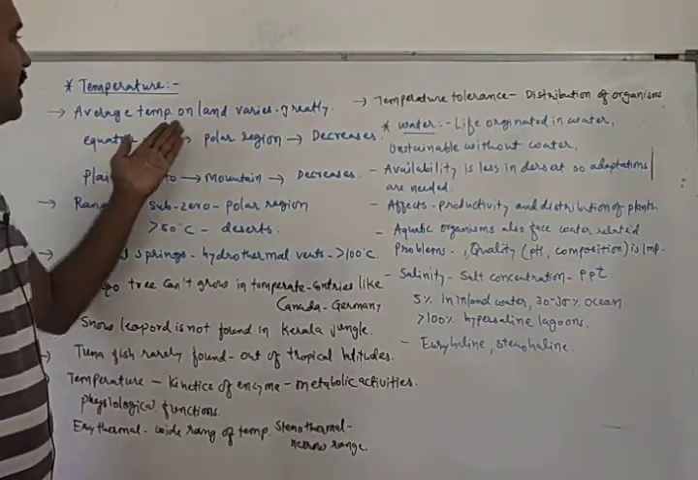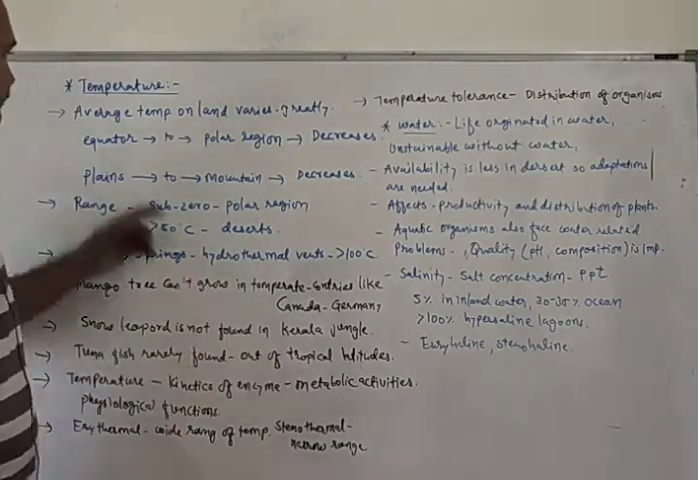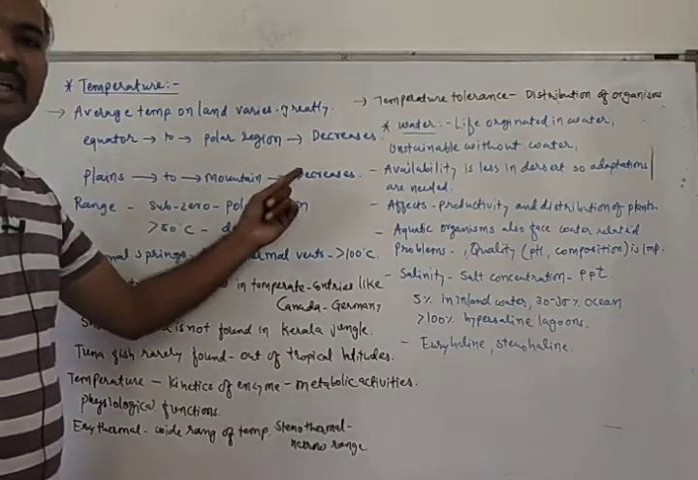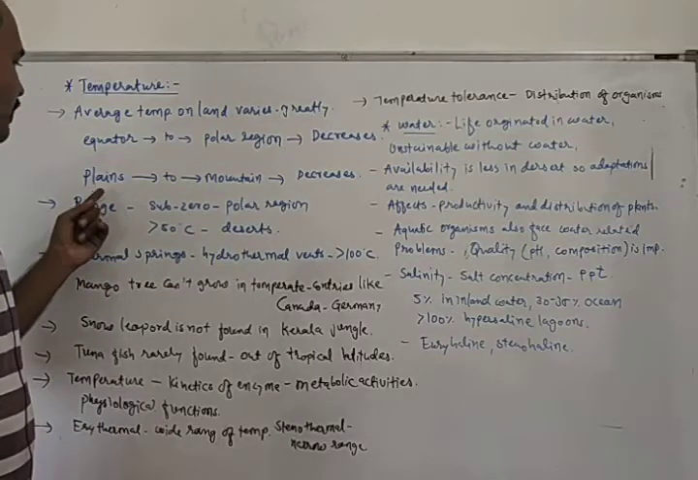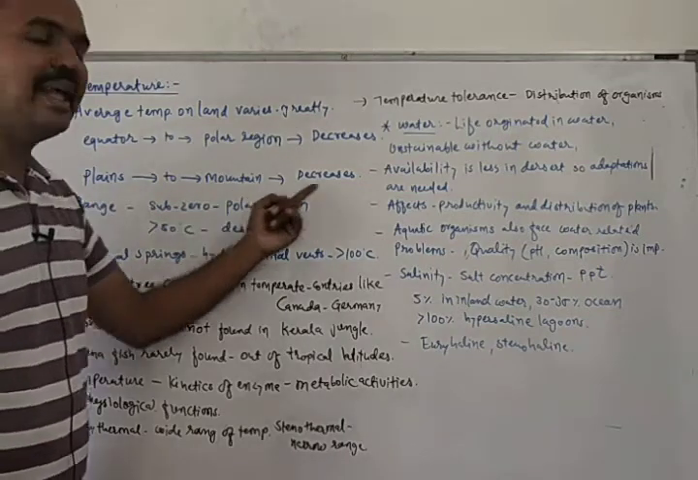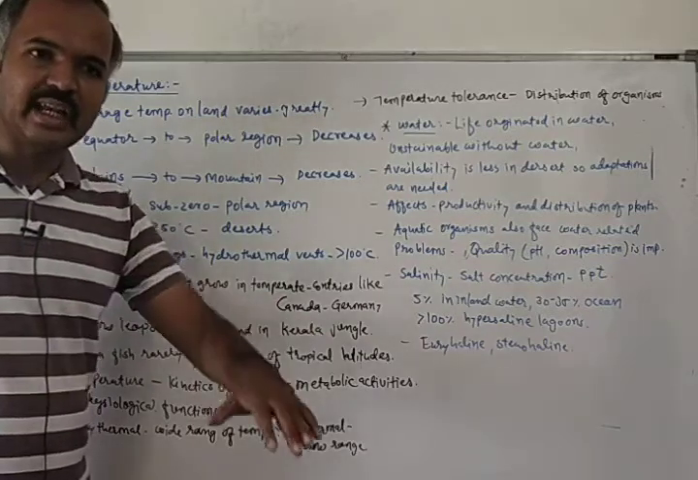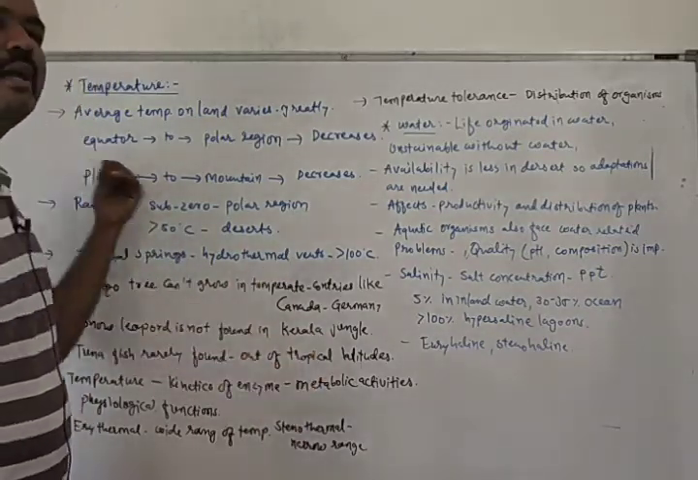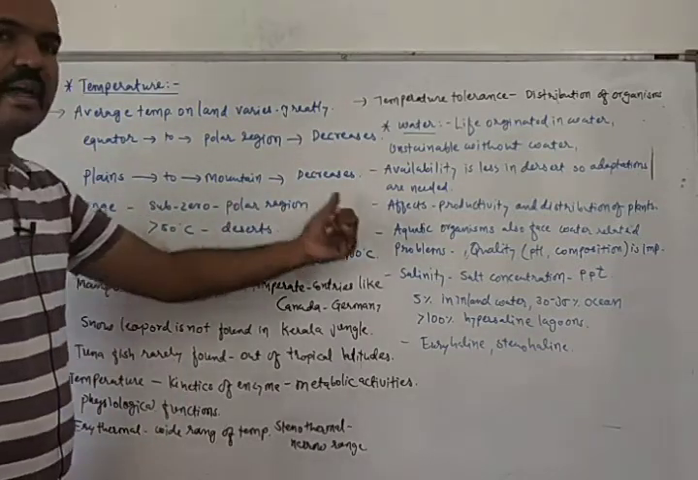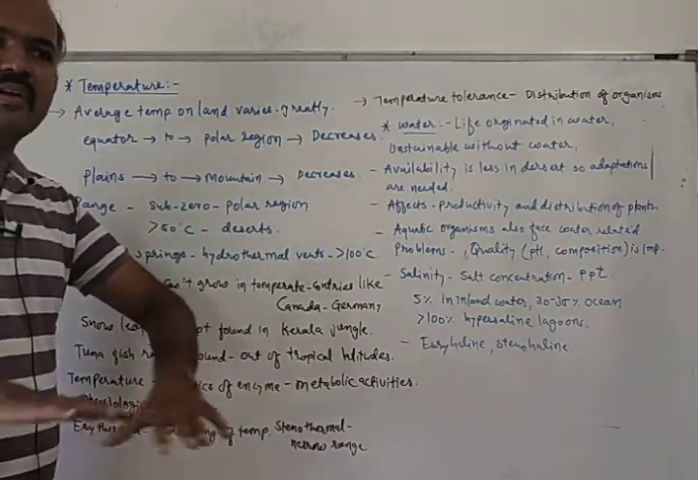Average temperature on land varies greatly. As we move from the equator to the polar region, temperature decreases. And when we move from plains to mountains, the temperature decreases. So this explains that average temperature on land varies greatly.